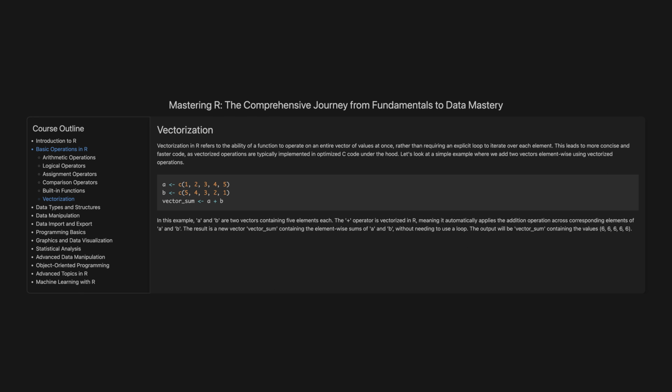In this example, A and B are 2 vectors containing 5 elements each. The plus operator is vectorized in R, meaning it automatically applies the addition operation across corresponding elements of A and B. The result is a new vector, vector sum, containing the element-wise sums of A and B, without needing to use a loop. The output will be vector sum containing the values 6, 6, 6, 6, 6.